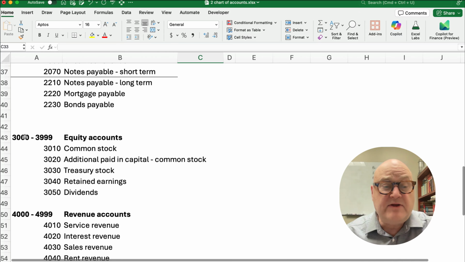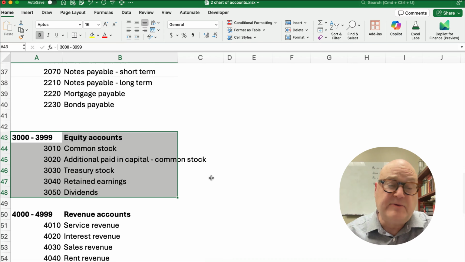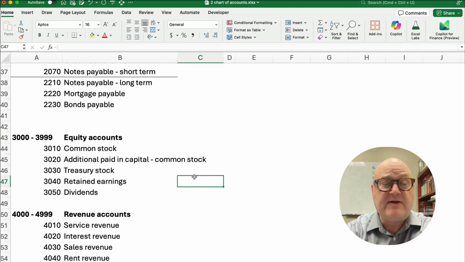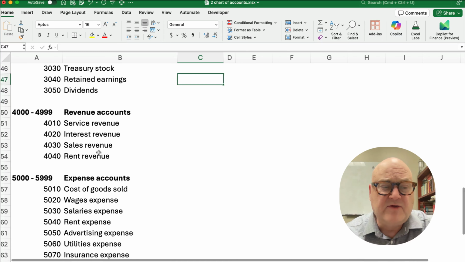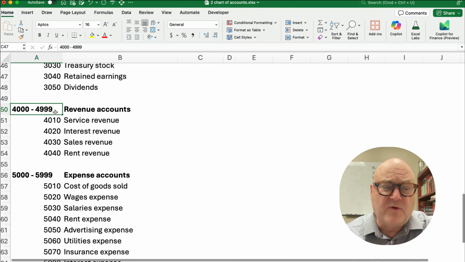Equity would be in the 3000s. Here are typical things you would have in equity accounts: common stock, additional paid-in capital, treasury stock, retained earnings, dividends, and so on. So that would be equity. When you see the account is in the 3000s, you know immediately it's an equity account. You don't have to worry about whether that's an asset or a liability or whatever. So the numbering system is going to be very helpful for you.